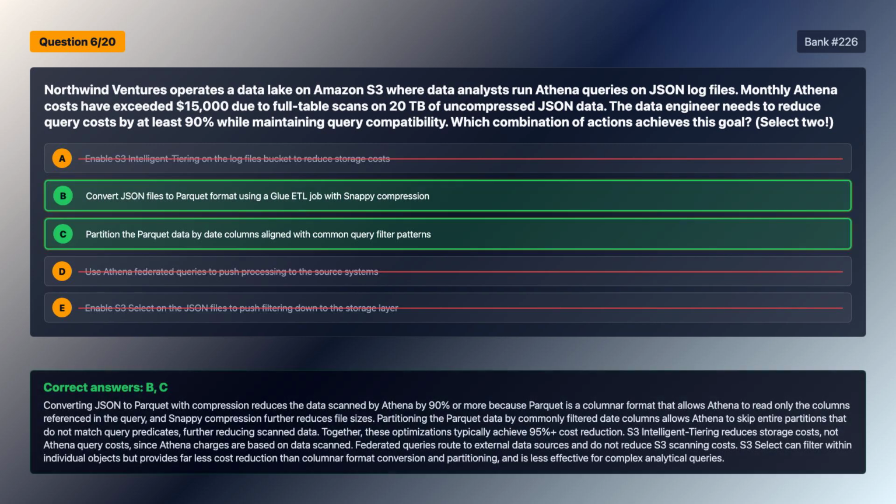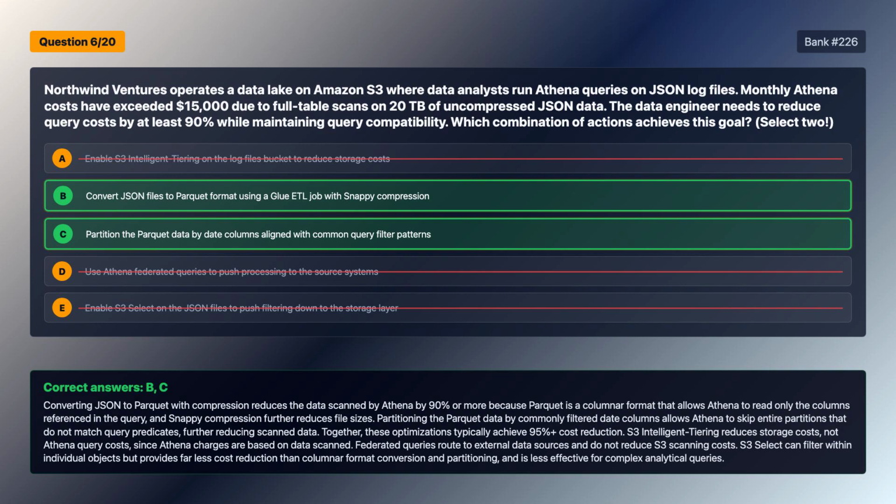The correct answers are option B and option C. Converting JSON to Parquet with compression reduces the data scanned by Athena by 90% or more because Parquet is a columnar format that allows Athena to read only the columns referenced in the query, and snappy compression further reduces file sizes. Partitioning the Parquet data by commonly filtered date columns allows Athena to skip entire partitions that do not match query predicates, further reducing scan data. Together, these optimizations typically achieve 95% plus cost reduction.